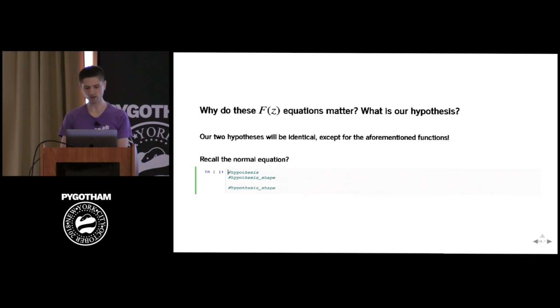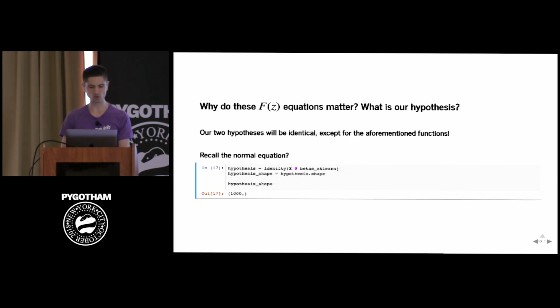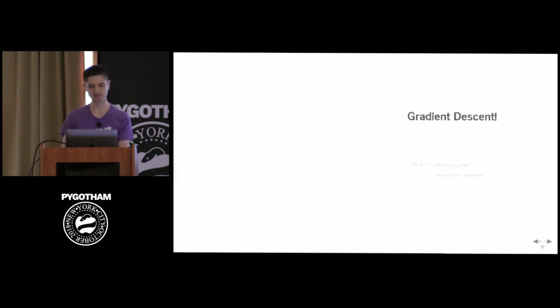Recalling the normal equation, as we were just talking about, we really have the identity, which does nothing, times x at betas, maybe the Scikit-learn betas. And the shape of our hypothesis is probably not surprising, but it has the exact same form as the y's, which is good. We should have one prediction for every row in our data matrix.